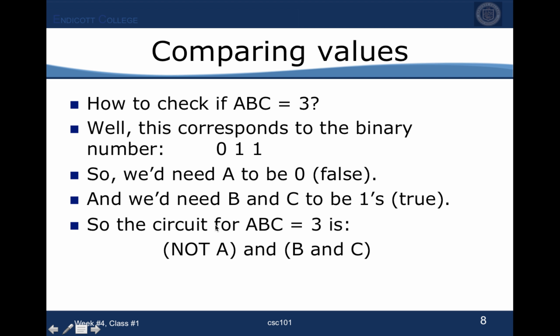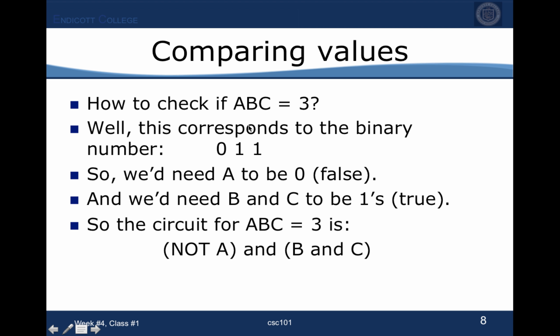So what is it that I need for the circuit to check, is ABC equal to 3? I think the circuit I want to use is just to say, all right, well, A needs to be 0, which means I need not A to be true. I know this is where it sounds a little funny, but if I say I need A to be 0, then what I'm really saying is I would like not A to be true. Okay? But I need more than just that. Not only do I need that to be 0, I also need B and C to both be 1s. Or in other words, to both be true. So I think I would say, all right, I need not A to be true, and I also need B and C to be true.